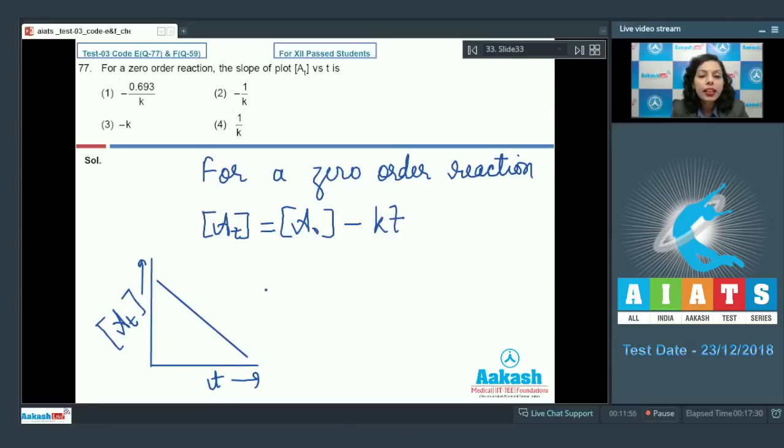Now let's compare the equation of zero order with the equation of the straight line, that is y is equal to mx plus c.